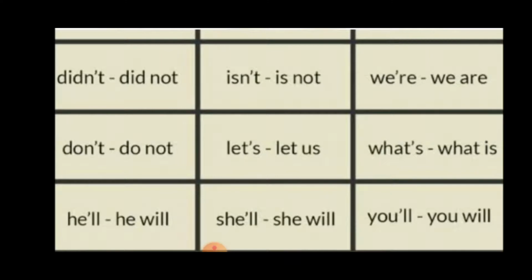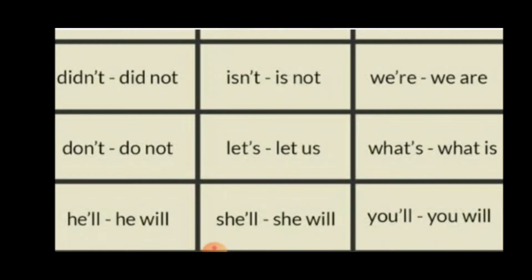This is the contraction. Here after let we have removed u, so that's why the apostrophe is there. The apostrophe shows that a letter is missing, we have removed it. So she will be changed into she'll. After she, apostrophe, then double l. We are, the contraction for we are is we're. What is, the contraction for what is is what's. W, a after what, apostrophe, then s. It means we have removed i from here.